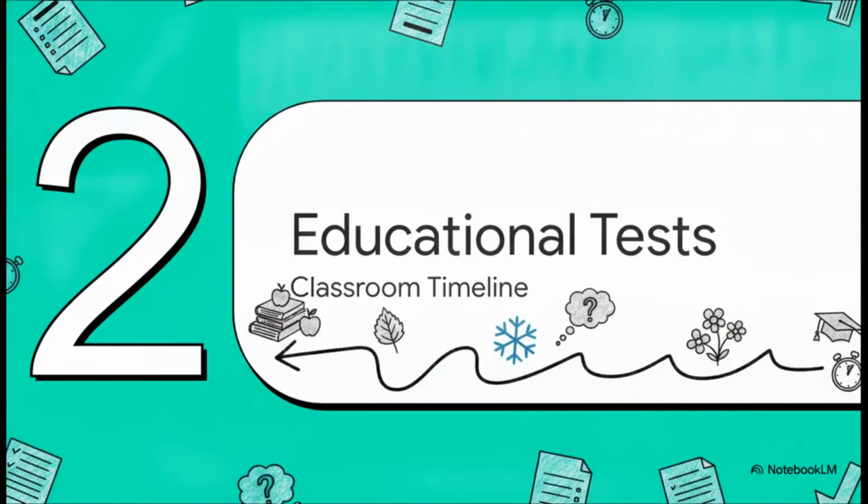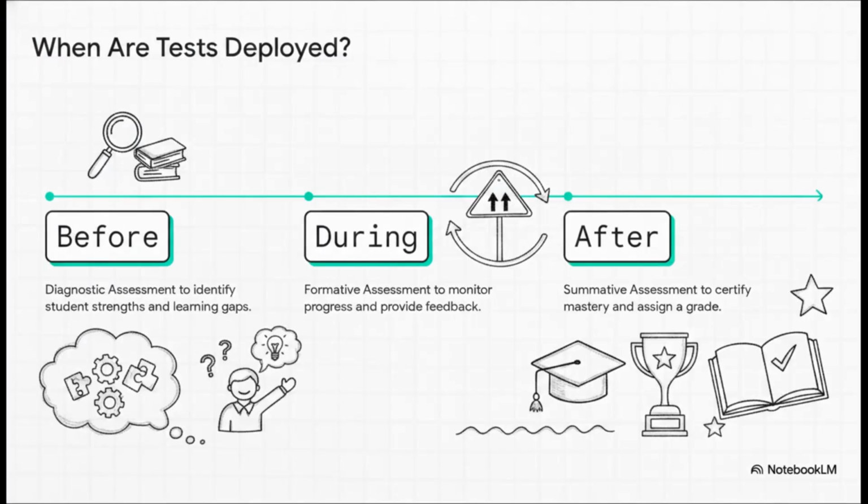Moving to Section 2, types of educational tests, mapping the timeline of a classroom. See, testing isn't just something that happens at the end of the semester. A teacher uses diagnostic tests before instruction even begins just to check for prerequisite skills and identify any learning gaps. Then, during the instruction, they use formative tests, like a teacher walking the room and checking over your shoulder mid-lesson to provide immediate feedback and adjust their teaching on the fly. And finally, after the instruction is complete, they use summative tests to certify mastery and assign that final grade.